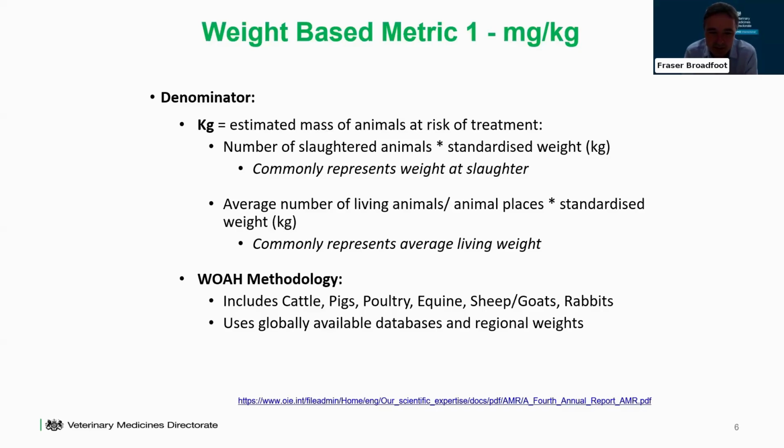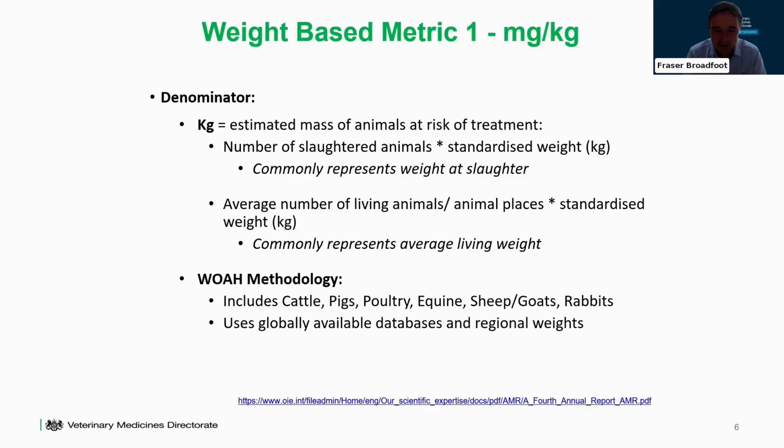I would recommend that you look at the methodology from WOAH. So WOAH do have a standardized milligram per kilogram methodology, which does use a combination of either slaughtered animals or living animals. It includes lots of different sectors: so cattle, pigs, poultry, equine, sheep, goats, and rabbits. And it does adapt the weights according to the region. So there are standardized weights that are adapted to the region, which I think is really important.